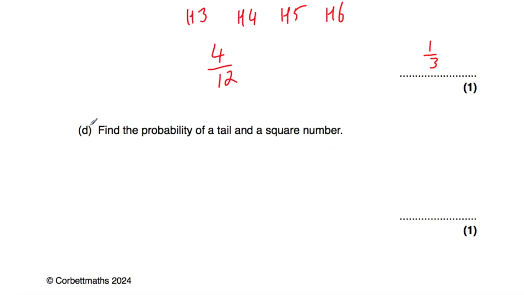Okay, let's have a look at our next part, part D. Part D says find the probability of a tail and a square number. So our square numbers are, well, 1 times 1 is equal to 1, 2 times 2 is equal to 4, and 3 times 3 is equal to 9. That's not going to be an option in terms of our outcomes because the dice only goes up to 6. So in terms of a tail and a square number, that would be a tail and a 1 and a tail and a 4. There's 2 possible outcomes that would work.